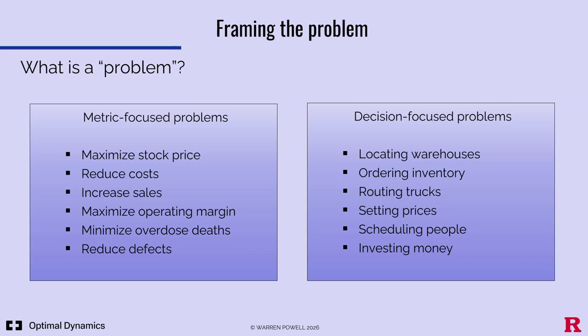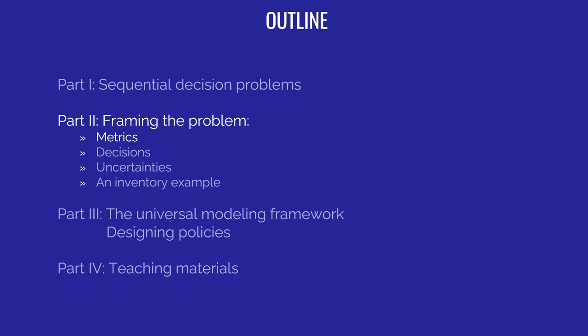When you're trying to solve a problem, are you aiming at a metric primarily, in which case you want to make decisions, or are we being given the decisions and we have to say, okay, let's design the metric to help me make the best decision?